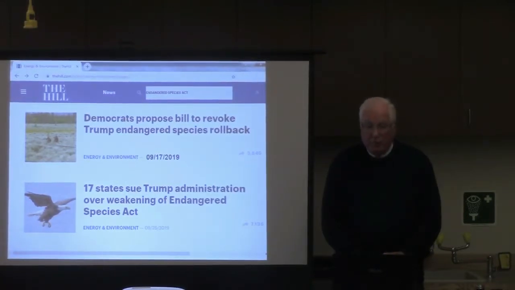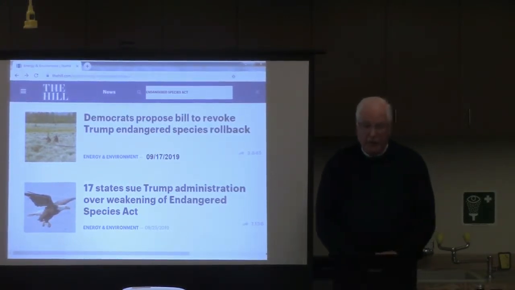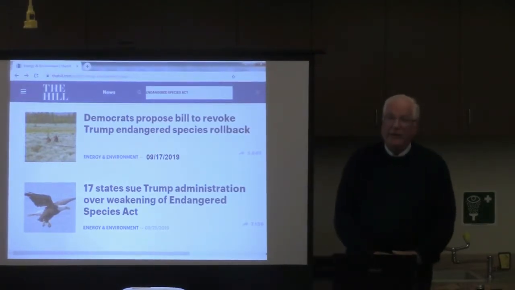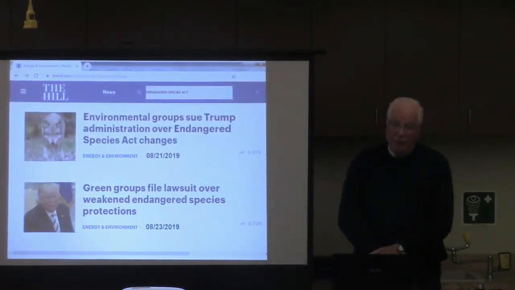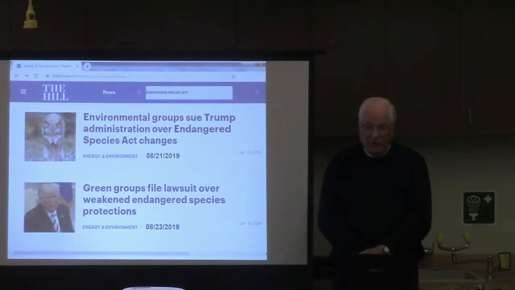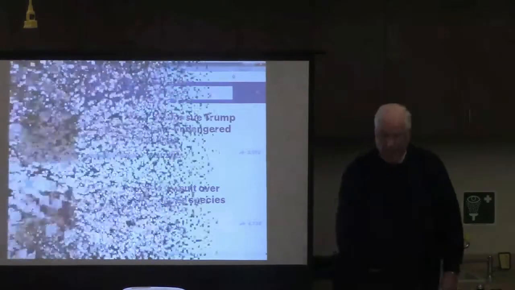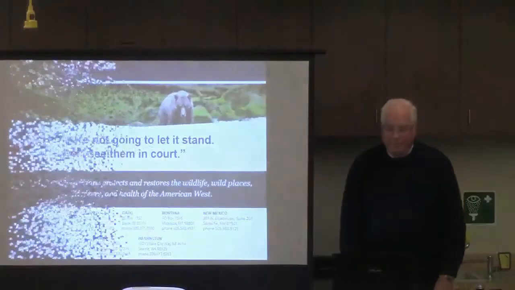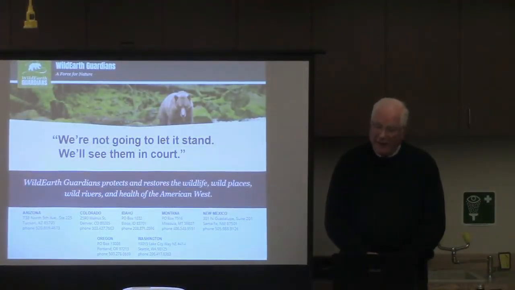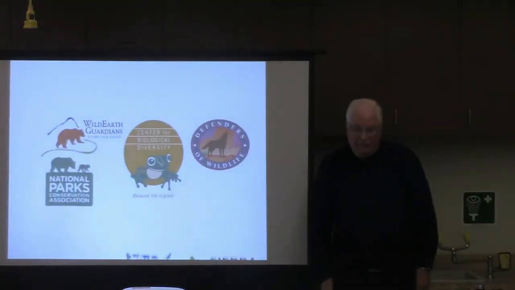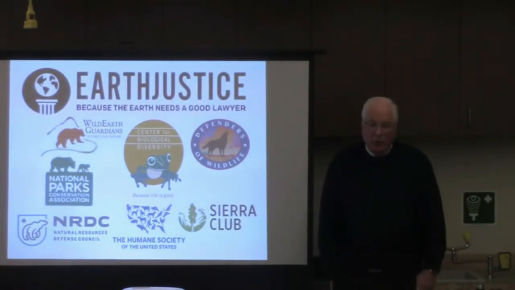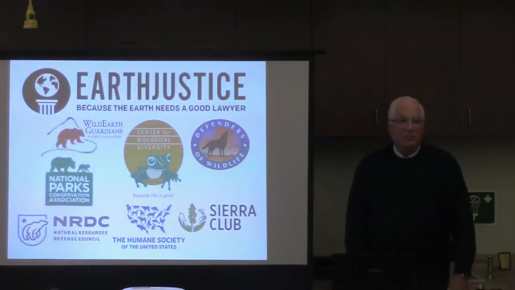Last month, Democrats proposed a bill to revoke the endangered species rollback. 17 states now have sued the Trump administration over the so-called weakening of the ESA. And environmental groups have sued the administration over these ESA changes, filed a lawsuit. Wild Earth Guardians says, we're not going to let it stand, we'll see them in court. So Wild Earth Guardians and 6 other groups hired Earthjustice to take their case to court.